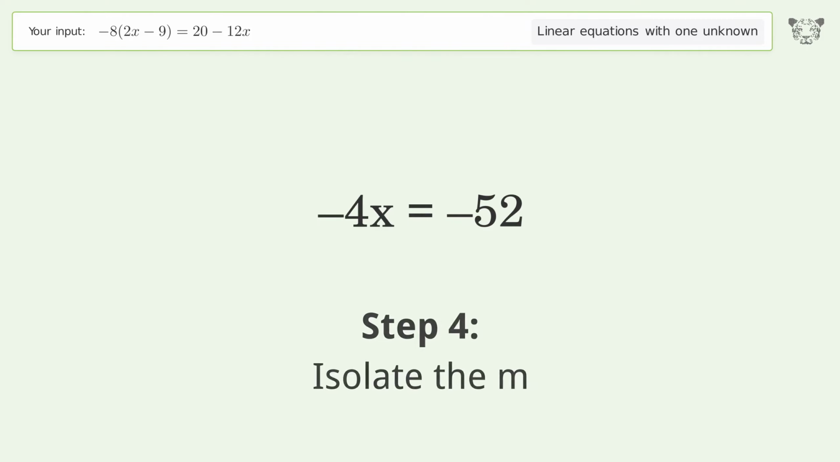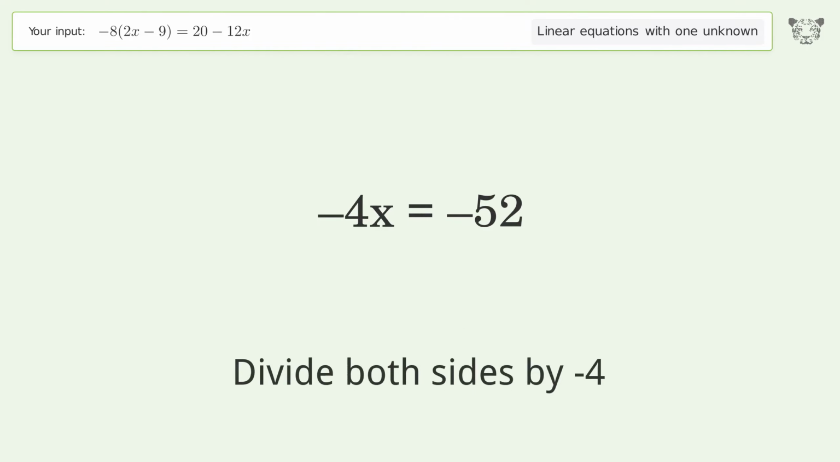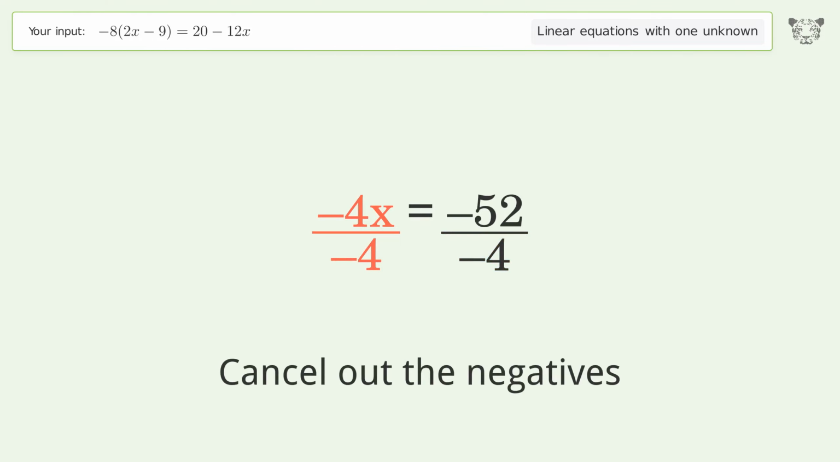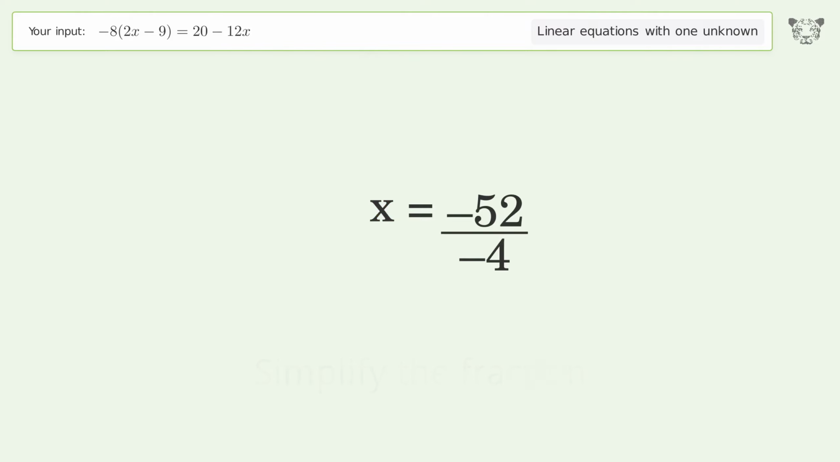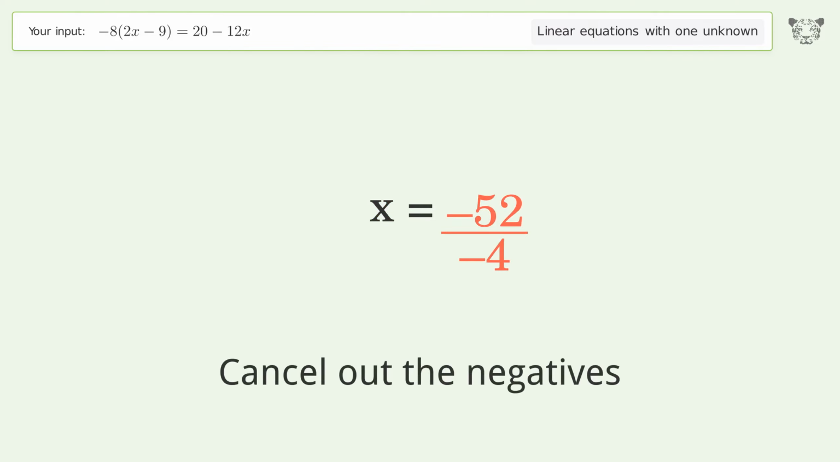Isolate the m. Divide both sides by -4. Cancel out the negatives. Simplify the fraction. Cancel out the negatives.